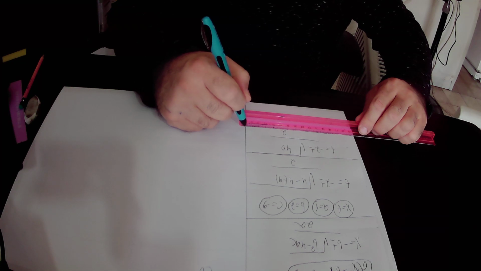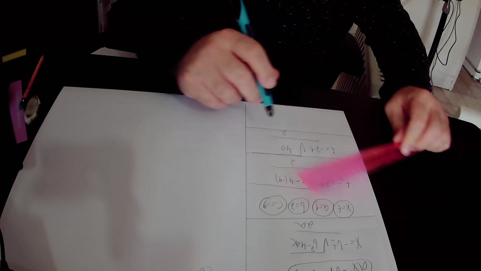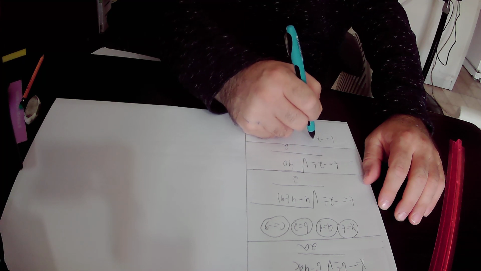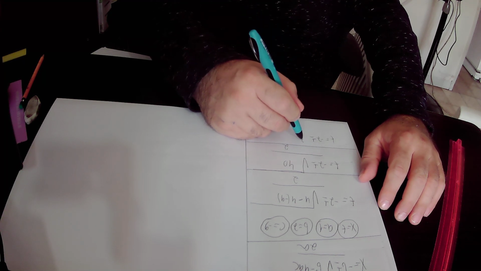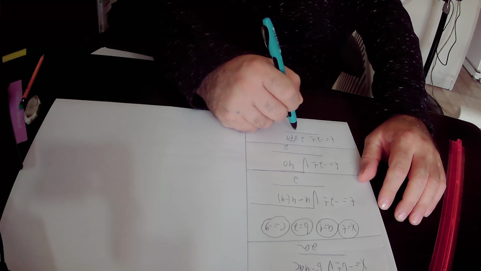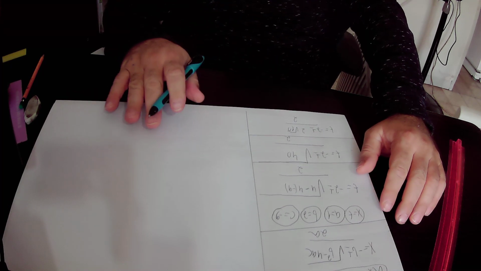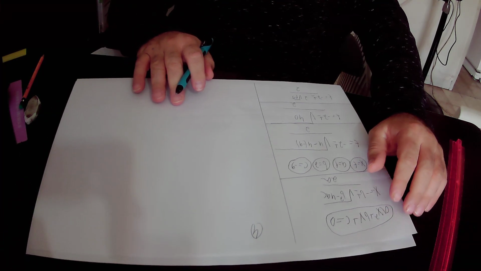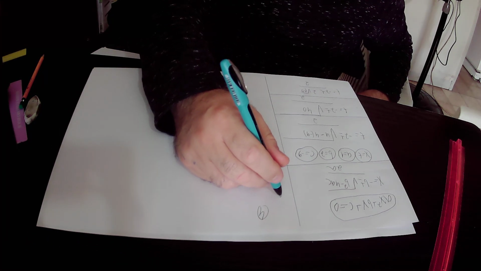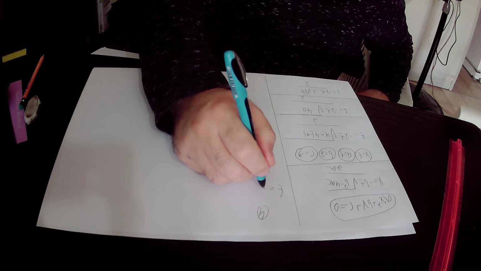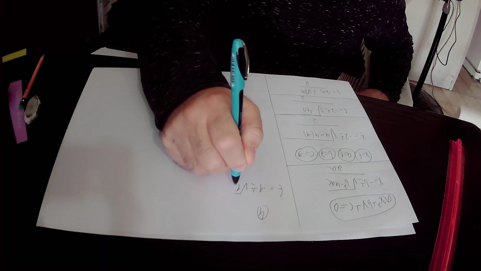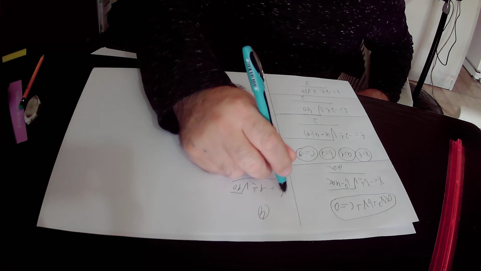40 is 4 times 10, and the square root of 4 is 2, so we get that t equals (-2 plus minus 2 times square root of 10) over 2. 2 over 2 is 1, and minus 2 over 2 is minus 1, so we get that t equals minus 1 plus minus square root of 10. So here we have two possible solutions for t.